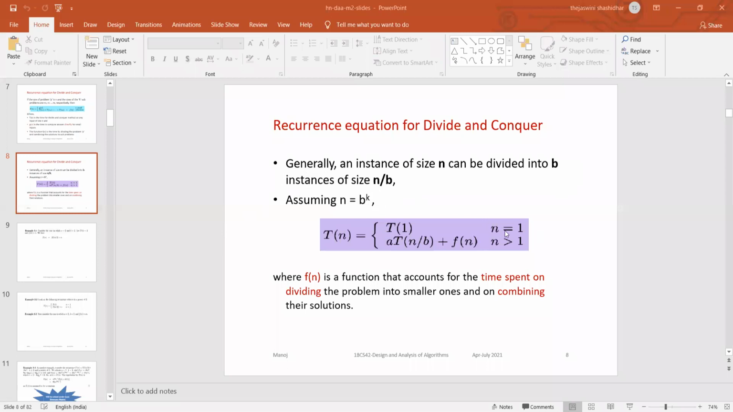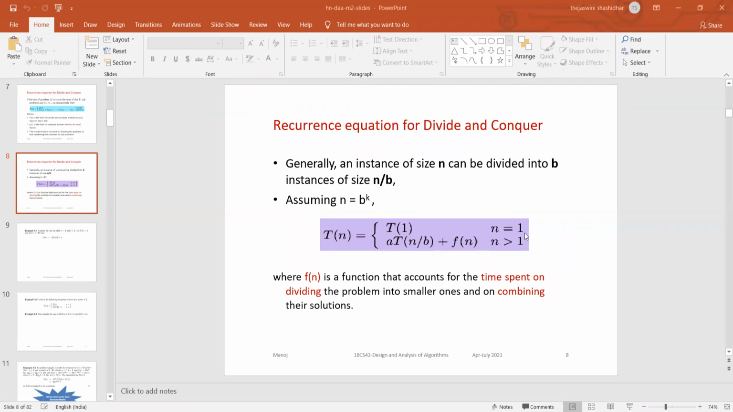So if N is small, that is N equals 1, you can't divide. You can divide only when it is greater than 1. Because if it is greater than 1, that means 2. So 2 can be divided into 2 by 2, but 1 cannot be divided into 2. So the minimum for a divide strategy is that you should have 2. So for N equal to 1, you can't divide. What is the answer? It is T of 1.